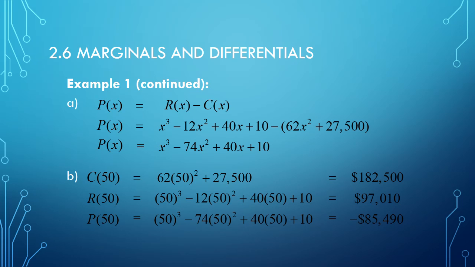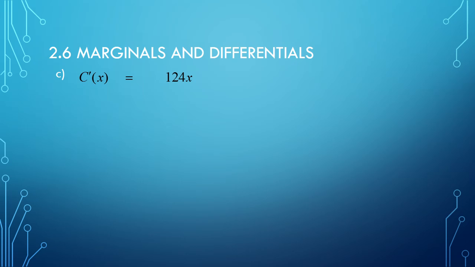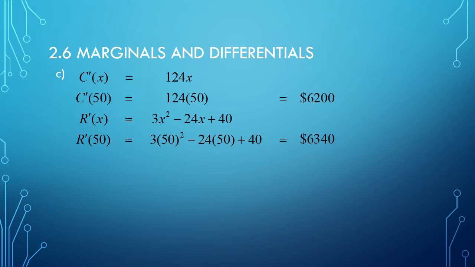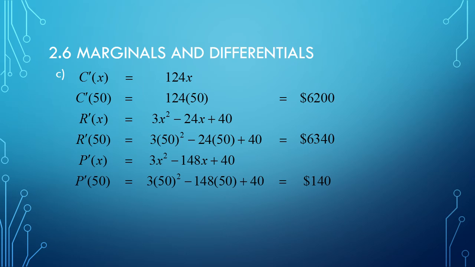Now we're going to find the marginals. Marginal cost is 124x, and the marginal at 50 is 6,200. In other words, the cost of making one more item is $6,200. The marginal revenue is 3x squared minus 24x plus 40. And the marginal revenue at 50 is $6,340, which means our marginal profit is 140. So if we make one more item, it's going to bring in more than we spend, and we're actually going to make some money.